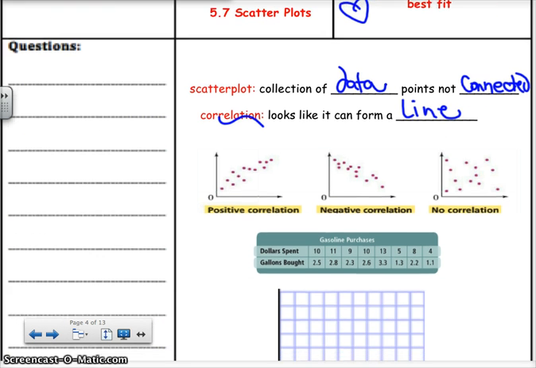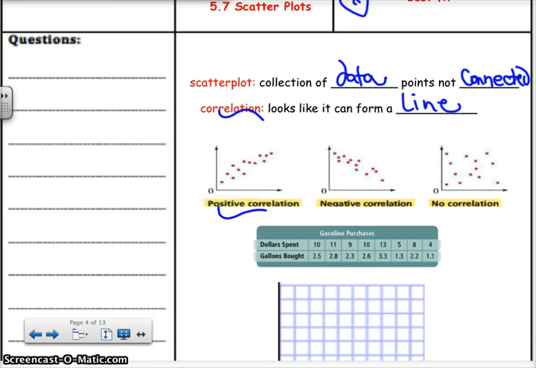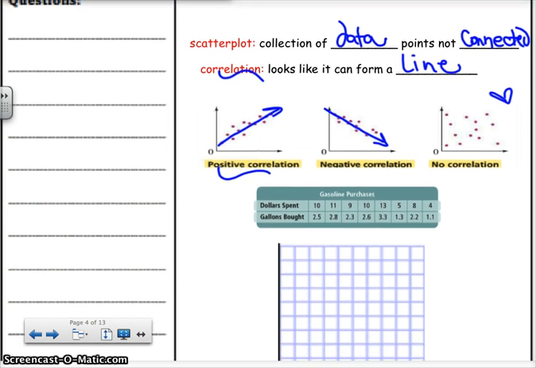Here are the different types of correlation. You have a positive one, because it looks like it can form a positive line. Do you agree? You have a negative. Do you see the negative line it could form? That means as x gets bigger, the y value gets smaller. Positive, as x gets bigger, the y value gets bigger. No correlation. Do you see a line with this one? No, there's no line. There's no relationship.